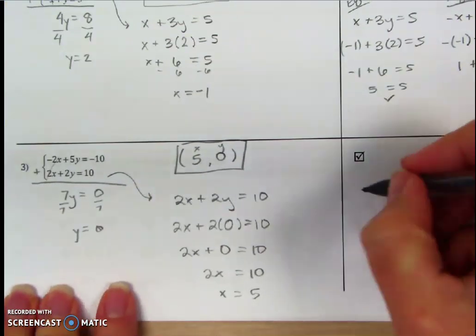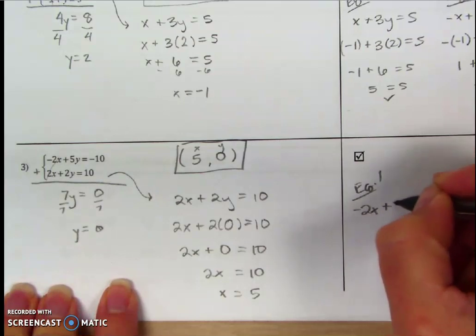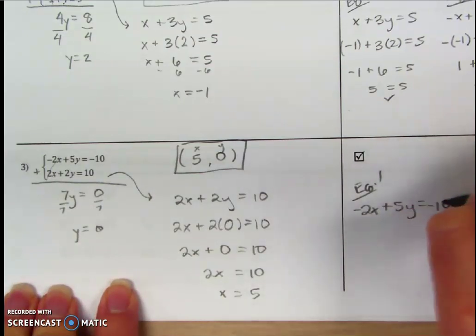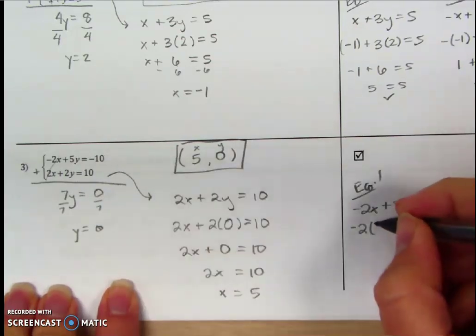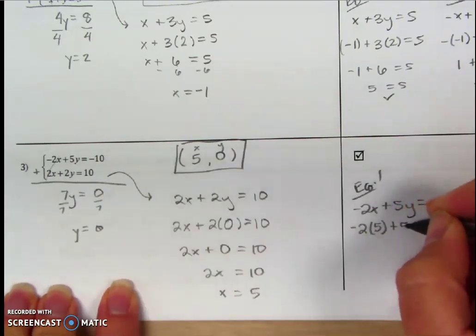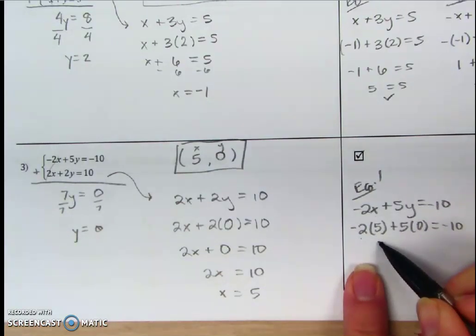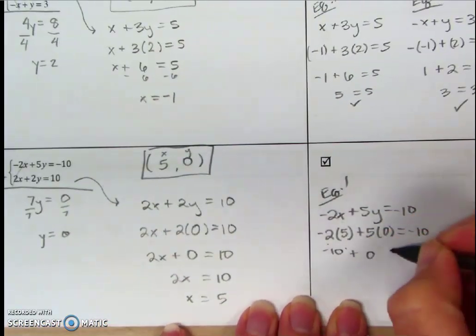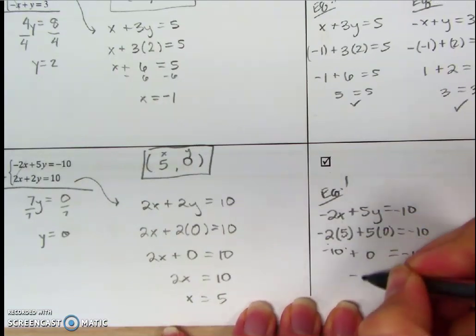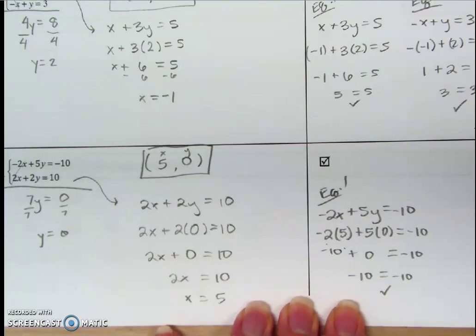Now we check. Equation number 1 was negative 2x plus 5y should equal negative 10. Filling in what we know now, x is 5, so I'm going to fill in the x with 5. I'm going to fill in the y with 0 equals negative 10. Negative 2 times 5 is negative 10 plus, this is 0, equals negative 10, and negative 10 does come out equal to negative 10. So it checks out for the first equation.